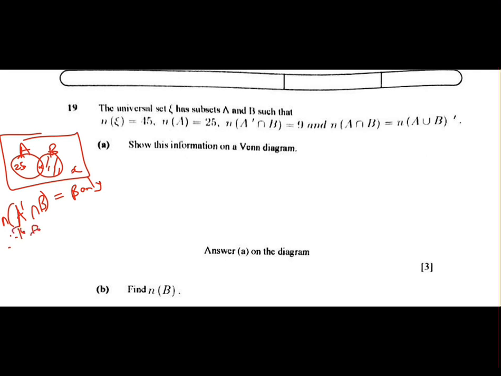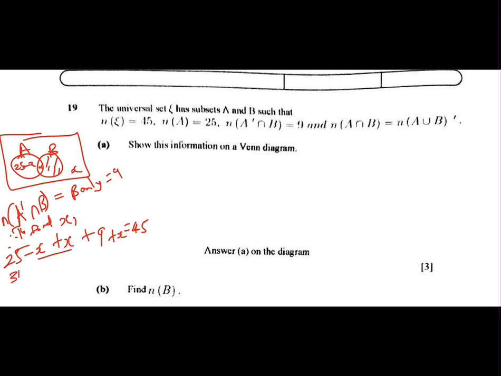If the elements in B only are 9, then we can produce an equation to solve this problem. It will be 25 minus x, plus that x in the intersection, plus 9, plus x again, since we've been given that the number of elements in A intersection B is the same as the number of elements outside of A union B. So 25 minus x plus x plus 9 plus x is equal to 45, the total number.